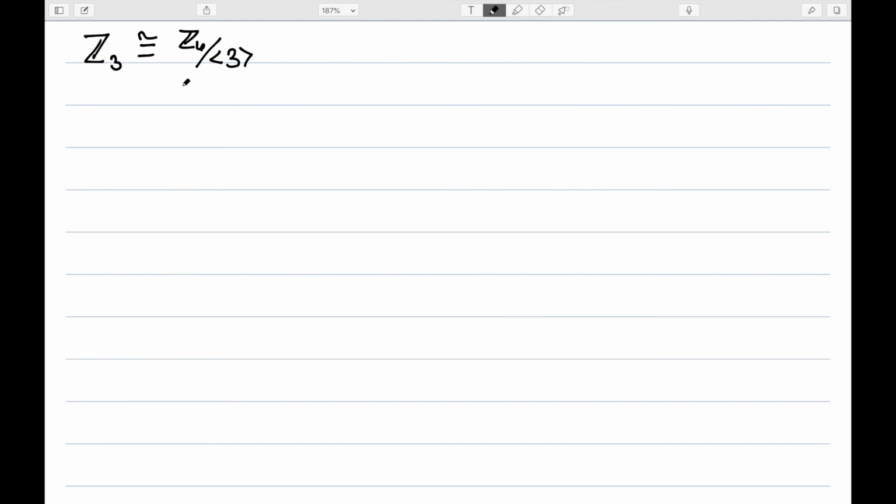Earlier in this video, I looked at Z6 mod the subgroup generated by 3, and I had 3 elements, which I called 0 bar, 1 bar, and 2 bar. And you may have noticed it looked very, very similar to just Z3. So let's prove that these are actually the same.